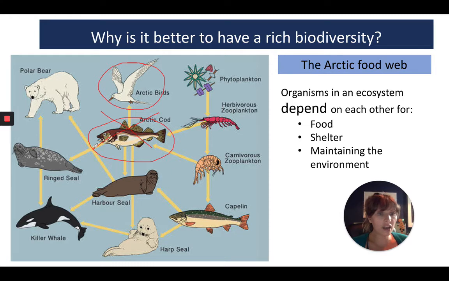Now, because the Arctic has a low biodiversity, there's less chance for the animals or the plants to adapt to new changes. So we say that it is unstable. Okay, it's an unstable ecosystem because it has low biodiversity. There was no backup for those Arctic birds.